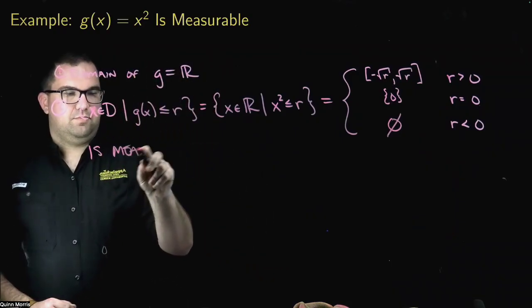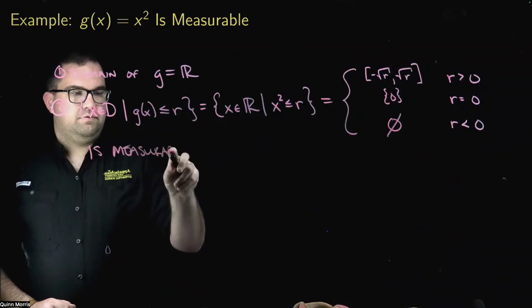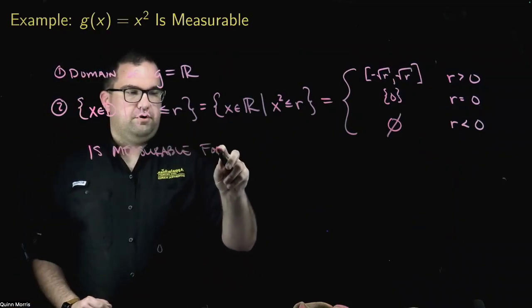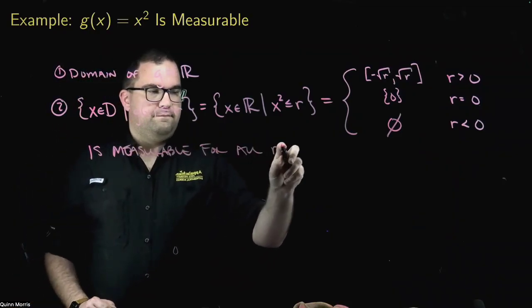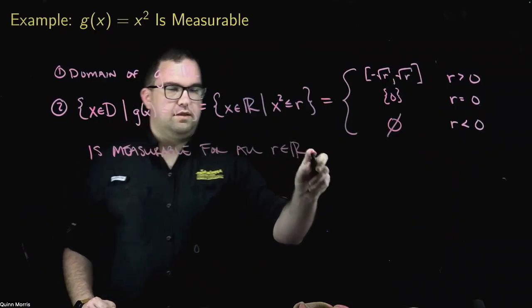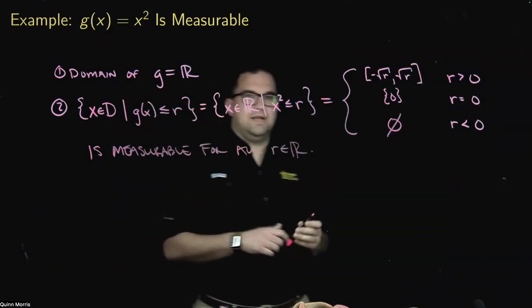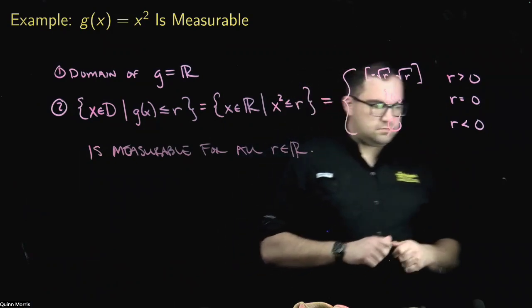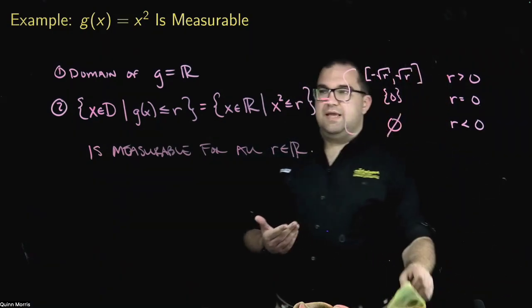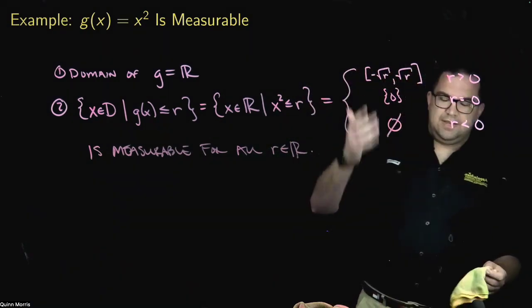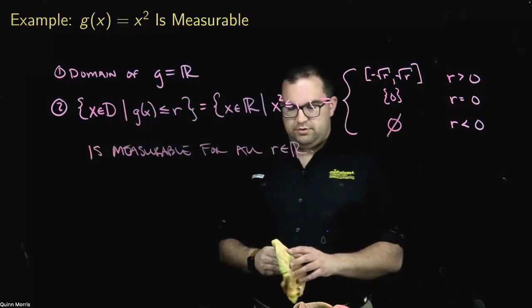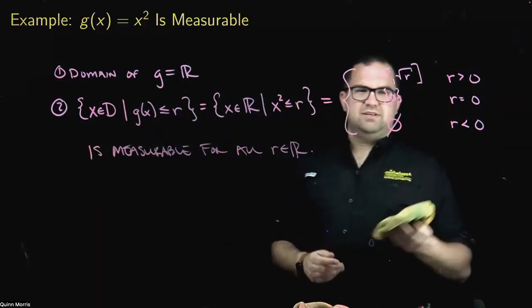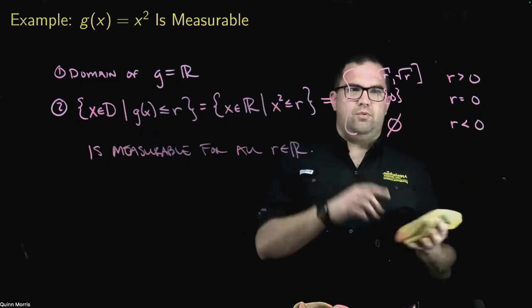So this is measurable for all real values R. Okay, and hence this function x squared is measurable. Now, we could continue, we could try x cubed and x to the fourth and so on and so on and so on. As you might imagine, it could get a little messier to deal with.